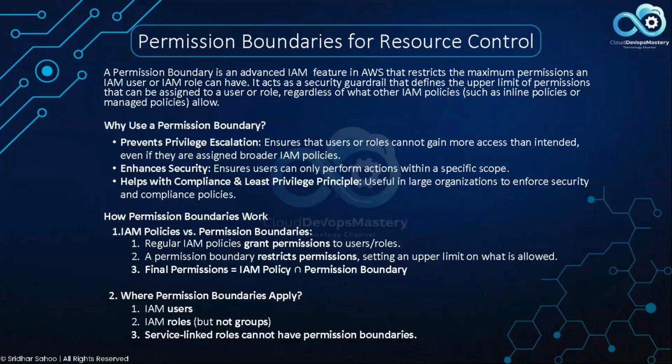In that scenario, as an architect, you can come up with one solution: how you are going to prevent such privilege escalations, because when the billing becomes huge, there will be escalations, right? So how are you going to prevent this? That is where we need a permission boundary. That means ensuring that users and roles cannot gain more access than intended, even if they are assigned broader IAM policies, like the example I have given, right?